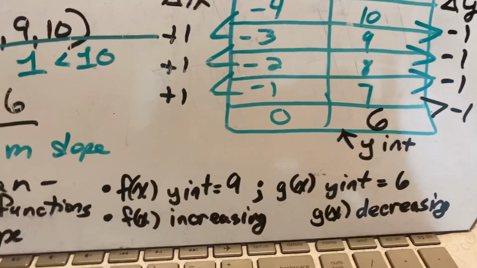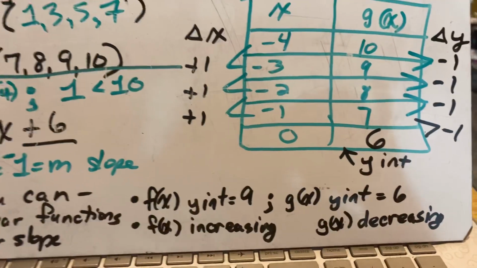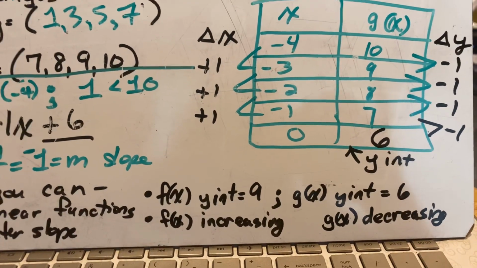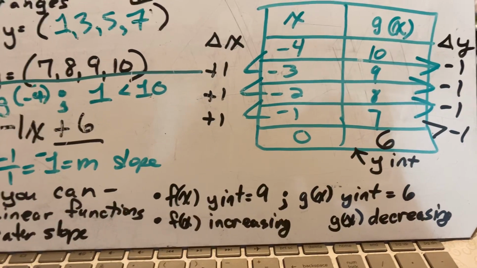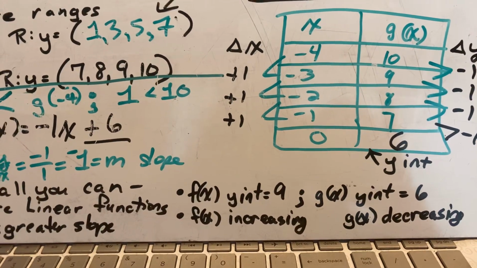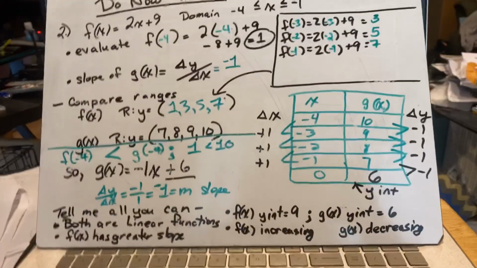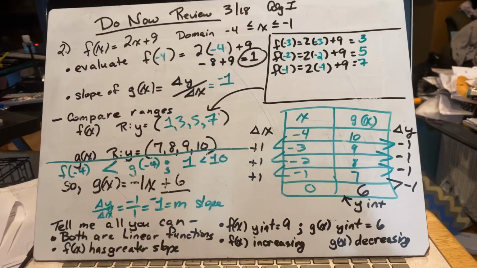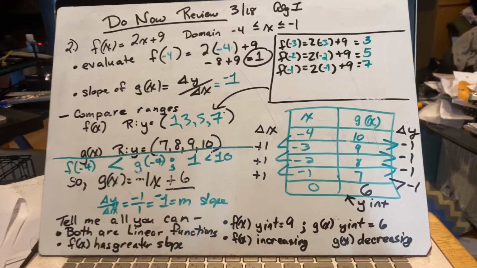F of x has a y-intercept of 9, and g of x has a y-intercept of 6. F of x is an increasing function. G of x is a decreasing function. Those are just some things you could say. You can say the change in y is -1 for g of x, as opposed to the y changing for f of x. Whatever you want to add is fine. I would like to have at least two similarities and 2 differences if you can. Right? They're both linear functions, or at least 4 things either way.